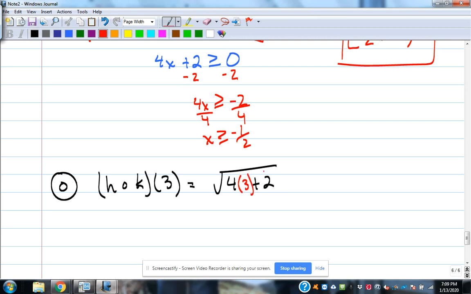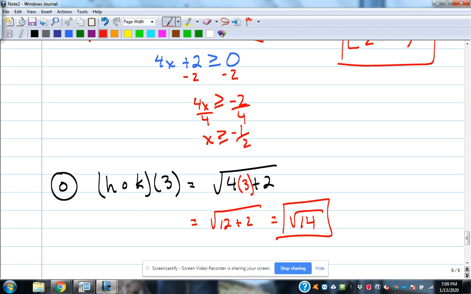That's all that means. Do the composite function and then put the number in there. So that's going to be the square root of 12 plus 2, which is the square root of 14, and that doesn't simplify any. So that's all you've got to do.